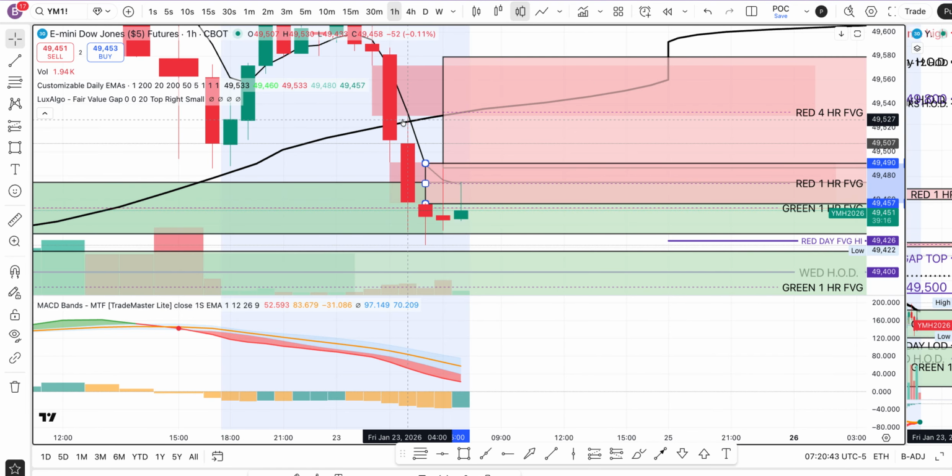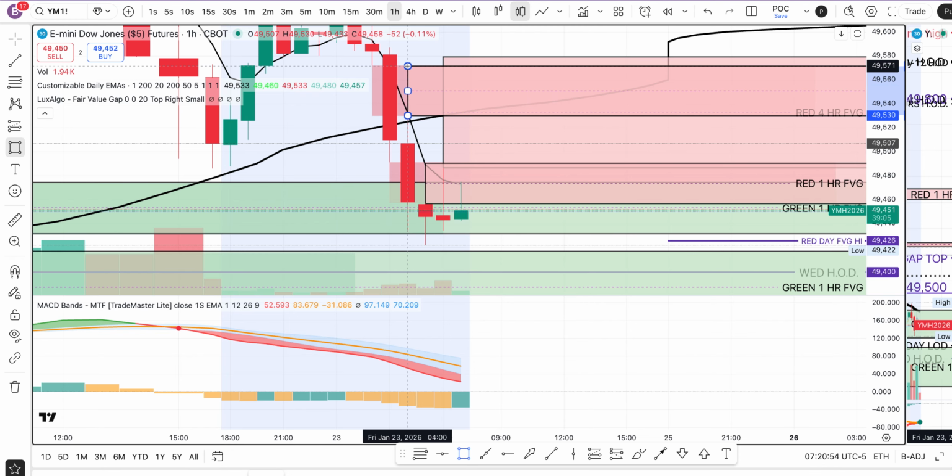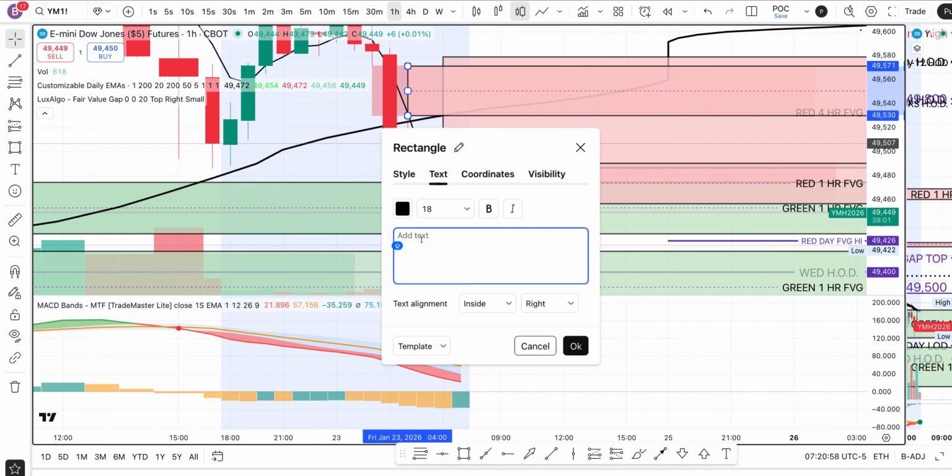Same for this one up here. It was created by the low of this one not reaching the high of this one. This candle is the one that created the gap. Mark that one up. Well, my 5 minutes is up, but I'm going to take a little bit longer.